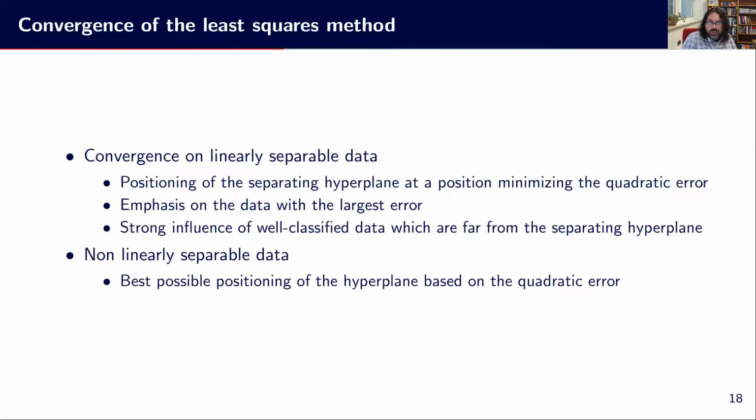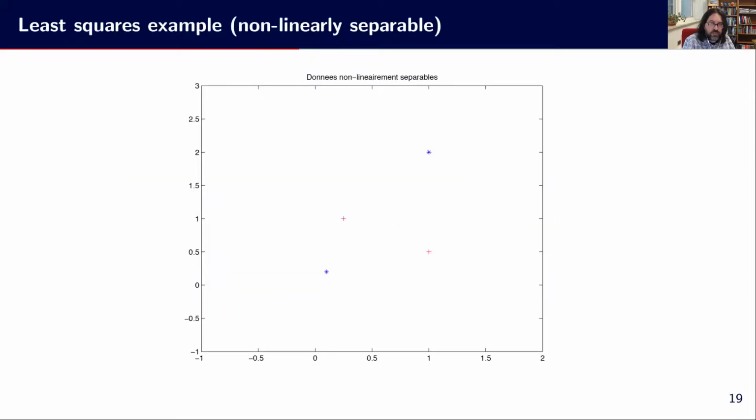On non-linearly separable data, the least square approach is doing some kind of good work. At least it tries to find the best possible placement of the hyperplane over the quadratic error. It really tries to deal with that as much as possible. So going back to our example with 4 samples that are non-linearly separable, it means that there exists no separating line, no separating hyperplane here, that will give us a 0 classification error.